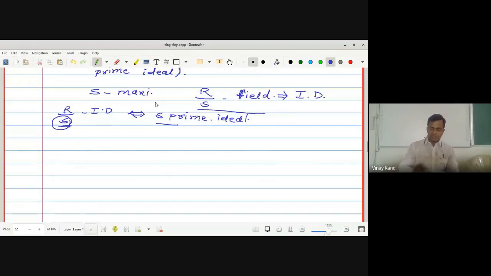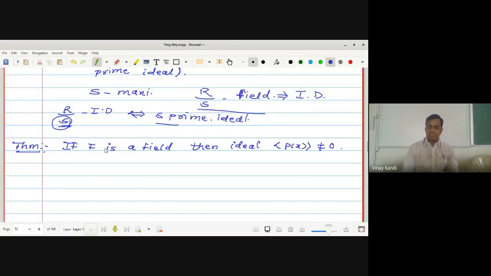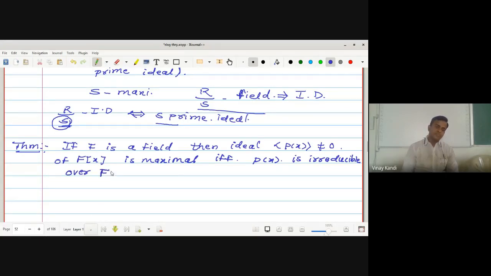Okay, so look at the theorem. What the theorem says is that if capital F is a field, then the ideal generated by P of X, which is not a null ideal, not the zero ideal, of capital F of X is maximal if and only if that polynomial P of X belonging to F of X is irreducible over F.